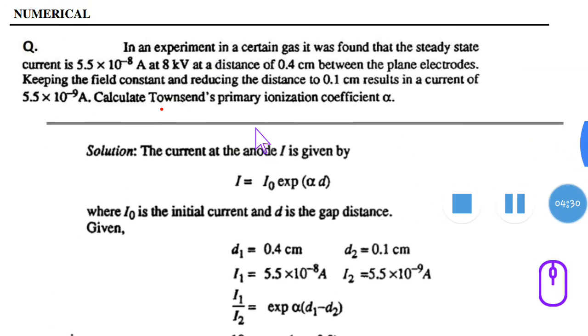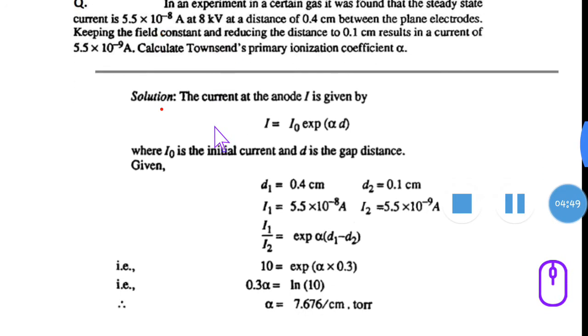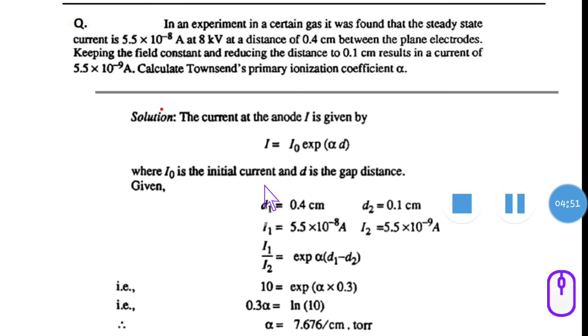So here problems are there on the first ionization coefficient, a simple problem they have given. Steady state, the current they have also specified, and the distance values they have given. Whenever the field remains constant, the reduced distance will be 0.1 centimeter, with a current of 5.5. All values they have given: two distances d1 and d2. The first distance will be 0.4, steady state, and field constant, d2 will be 0.1, and the currents I1, I2, initial and final, they have specified here.